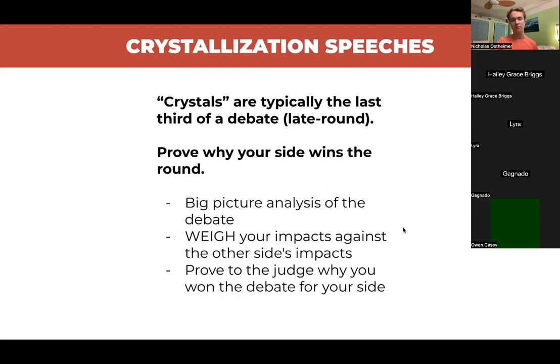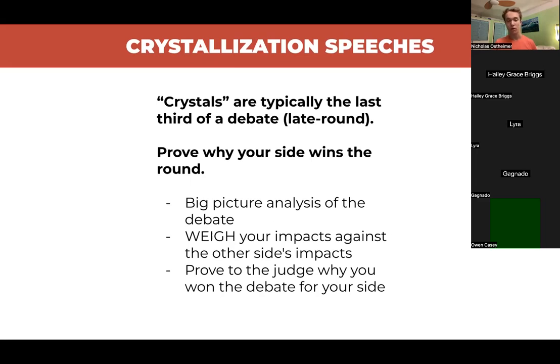Moving on to the final type of speech, crystallization speeches. These typically happen in the last third of a debate. A lot of people think that crystallization speeches should do different things, but I think I can sum it up in one sentence. In these speeches, you prove why your side wins the round on the big picture. In every other speech, you might just be saying, hey, this bill is good because of this. Hey, this bill is bad because of this. Here you take the picture of the entire round. You talk to your judges and say, today, the affirmation has proven to you for this, this, and this reason that you should pass. Here's why that's all true.